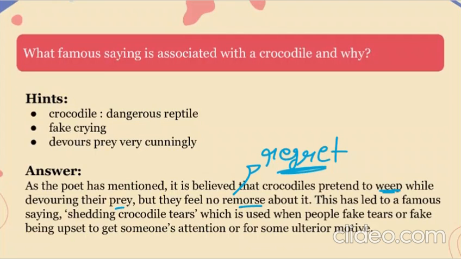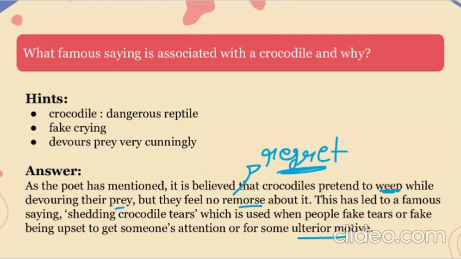If a person is not guilty about something, but still he's just crying for no reason, you will say that he's shedding crocodile tears. Correct? So that is the meaning, a fake tear, or being fake upset to get someone's attention for some ulterior motive. For something else you want attention, you're simply crying so that everyone comes to you. That is crocodile tears.